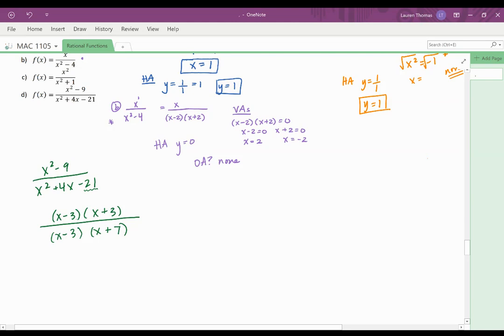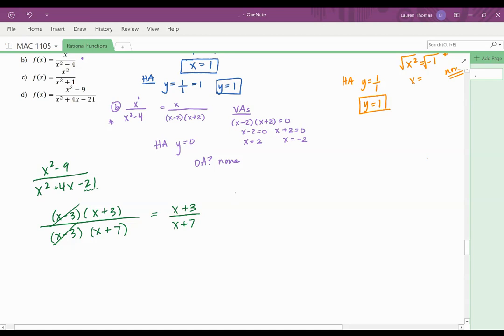So as you're looking at the numerator and the denominator, you can see here that we both have an x minus 3. So I'm going to go ahead and cancel those terms out. So my reduced rational is x plus 3 over x plus 7. So I'm now going to find the asymptotes based on this rational that's in lowest terms. Okay, that's why it's always important. You need to do that when it's in lowest terms.